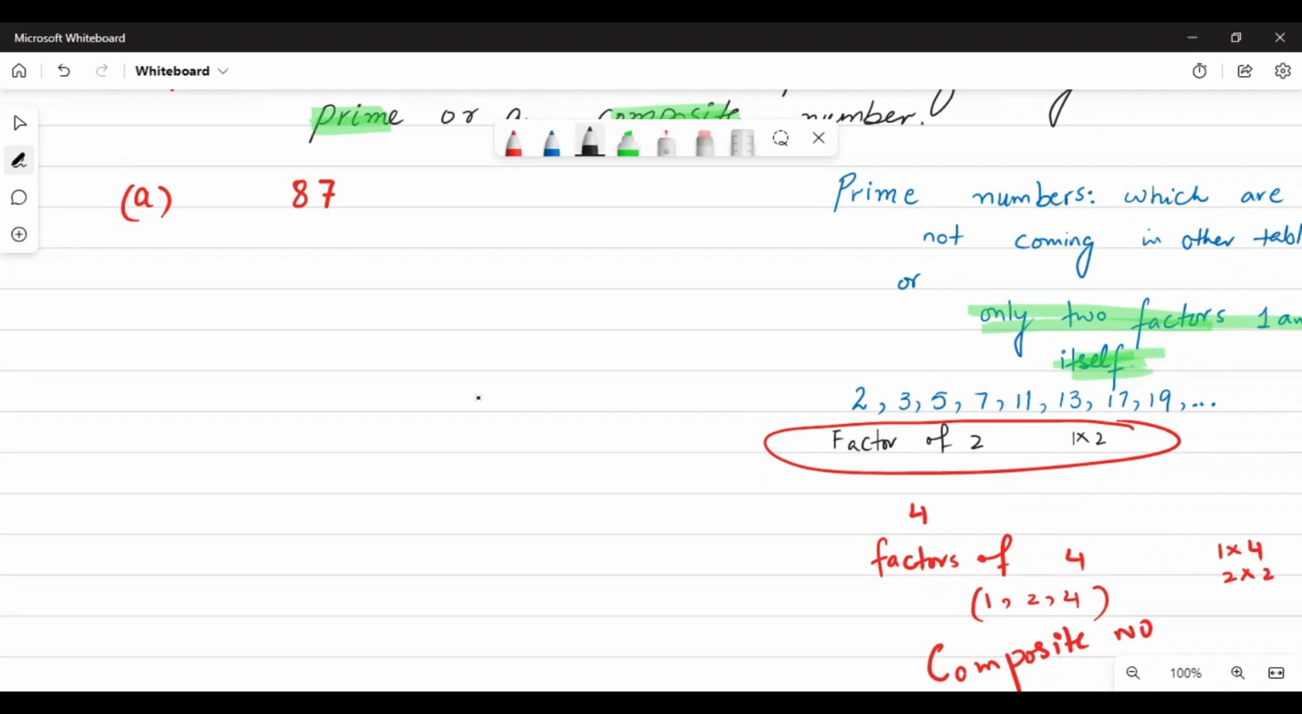87 ones are 87. Okay, 87 cannot be divided by 2 because the last digit is not even. 87 cannot be divisible by 3.